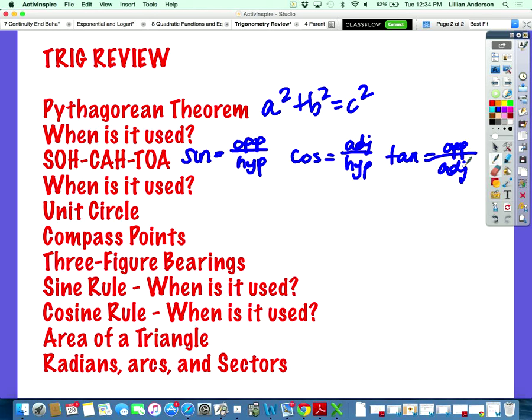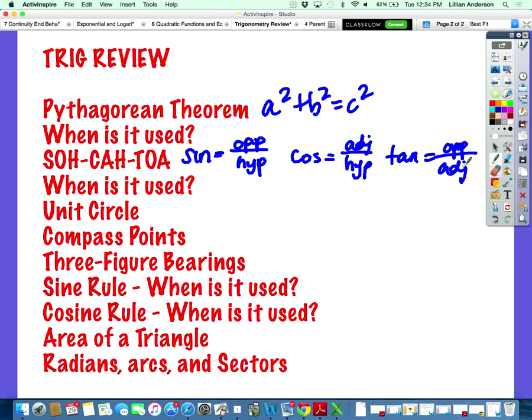With the unit circle, I was about to print out a blank unit circle, see how much y'all remember. A pop quiz. You definitely need to know it for circular functions. Okay? Real quick. Quick review.